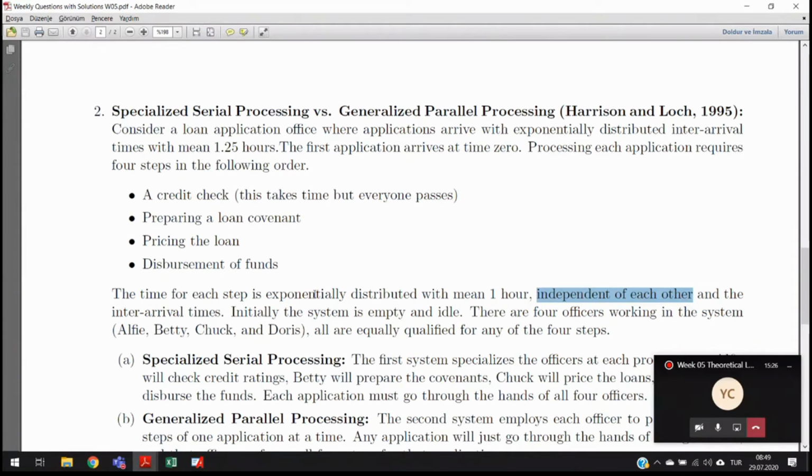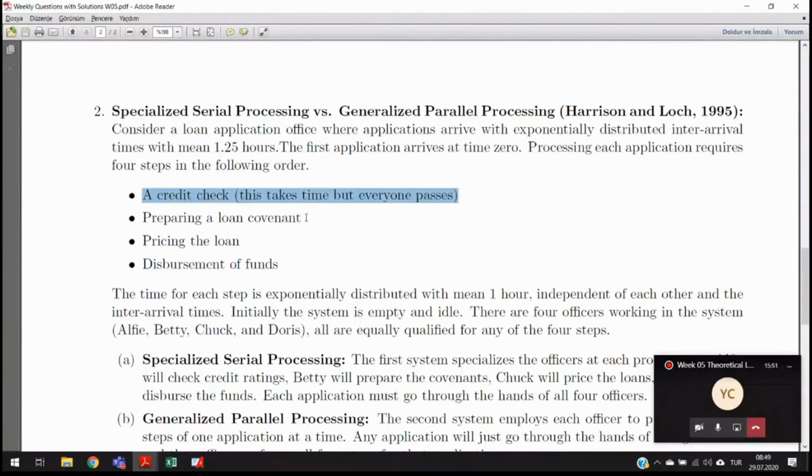Now, we are going to develop a system where we have four officers: Alfie, Betty, Chuck, and Doris. So Alfie is going to be involved with the first process. Betty is going to be involved with the second process.